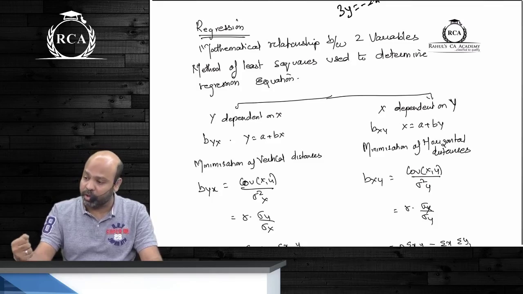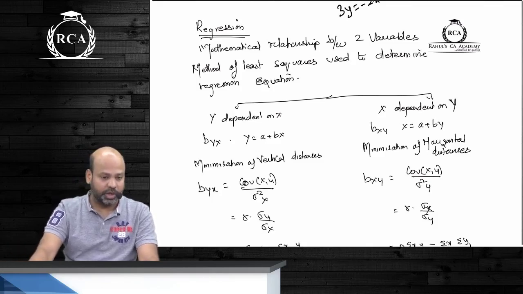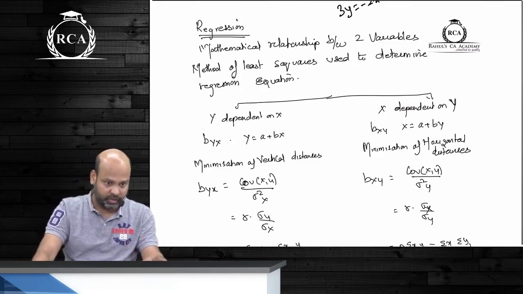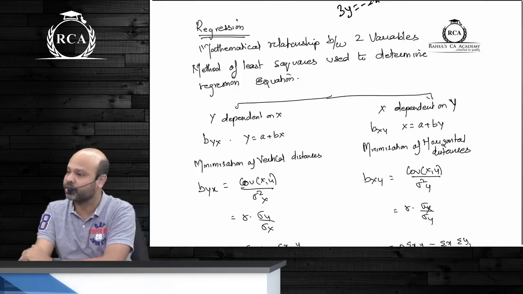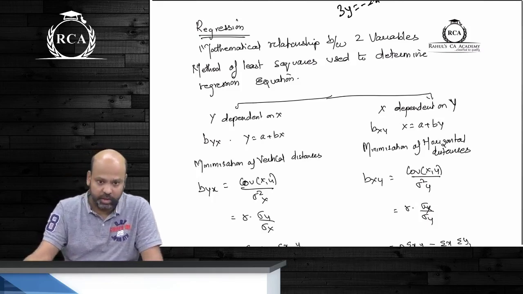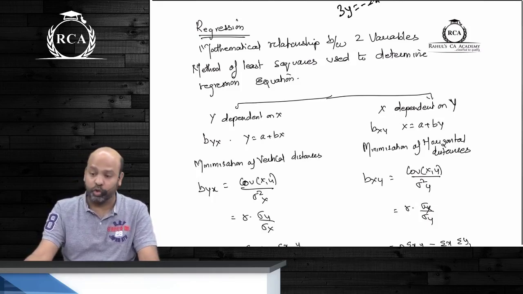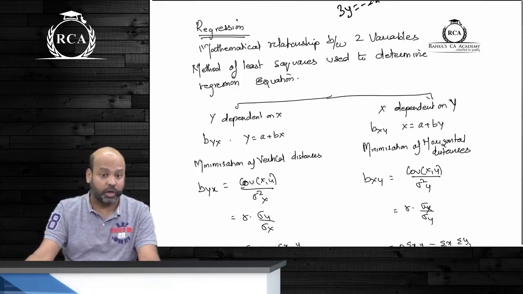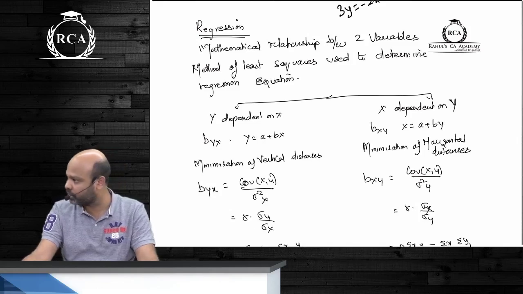Now, what is important to understand is, unlike correlation where whether it is x to y or y to x, the relation does not change, in regression the regression coefficient and equation can change. For all of this, I told you that you will have to understand what is minimization of vertical distances and minimization of horizontal distances. Remember?